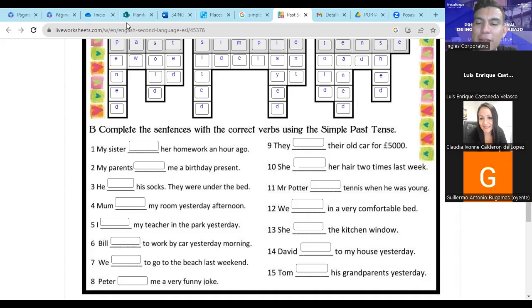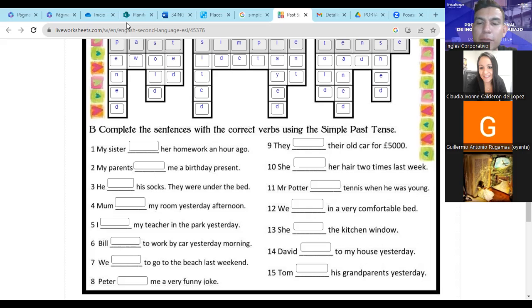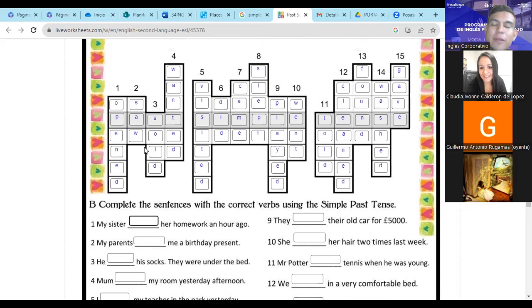Ok, finalizamos esa parte ya. Hello. Yes, teacher. Excelente. Bueno, vamos a continuar. We're going to continue with the exercise. Okay, well, number one, my sister did her homework an hour ago.